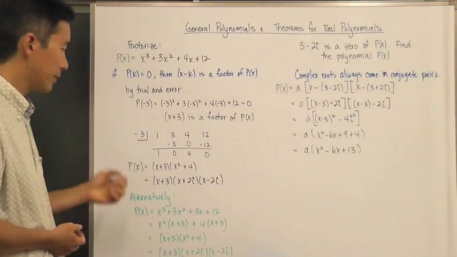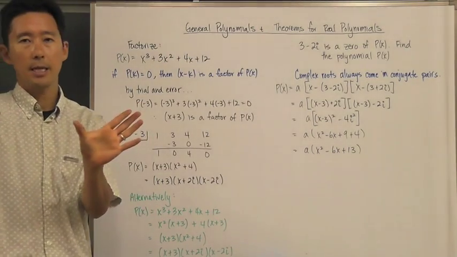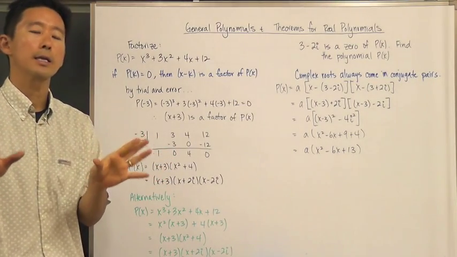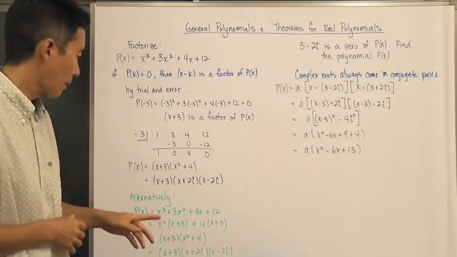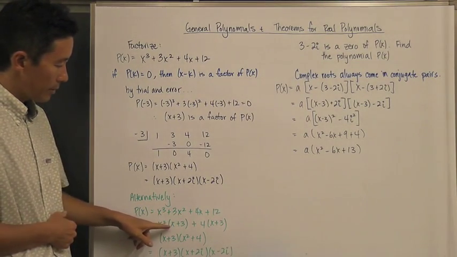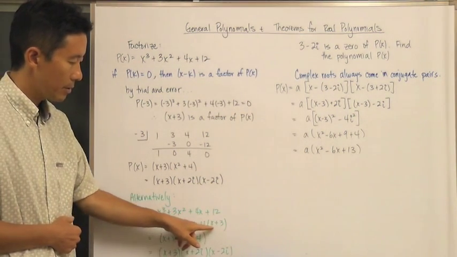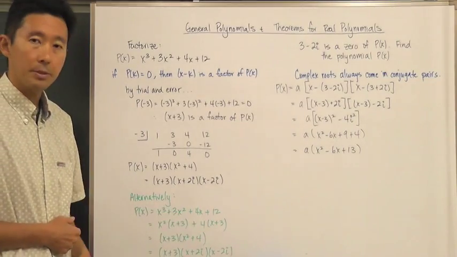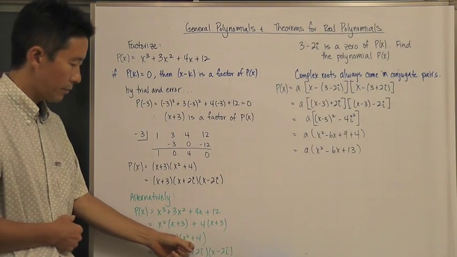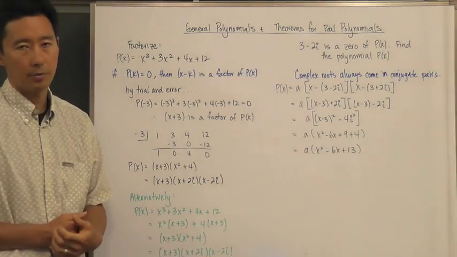Alternatively, we could have factored this from the beginning if we took the first two terms and the last two terms and recognized that there was a common factor between them. If we take the first two terms and factor out the x squared, we come up with x plus 3. If we factor out 4 here, we come up with 4 times the quantity x plus 3. Notice that the x plus 3 factors are the same, so we can factor that out, and we're left with x squared plus 4, which then factors to x plus 2i and x minus 2i.